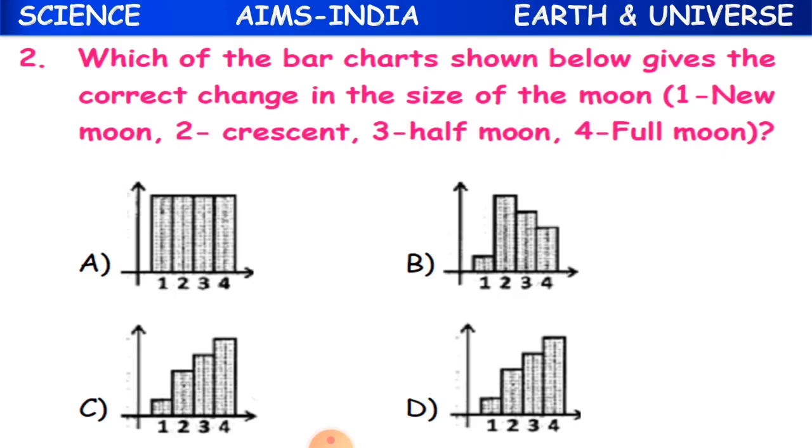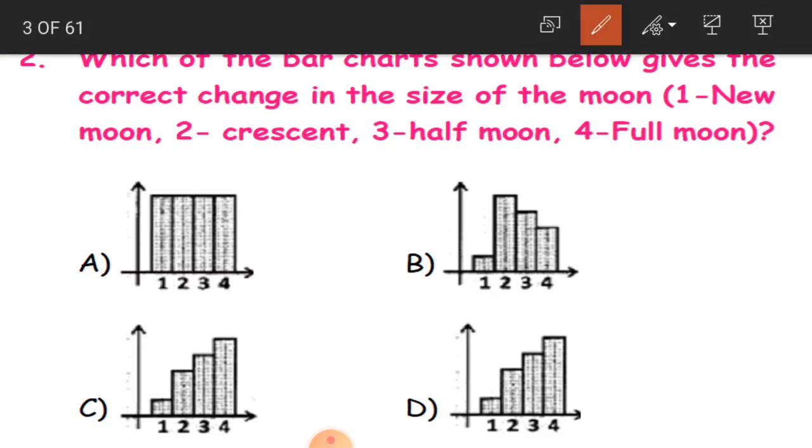Now the second question: which of the bar charts shown below gives the correct change in the size of the moon? Here we are measuring the size of the moon in the form of a bar chart. As the size increases, the bar also increases. If the size is decreasing, the bar size will also decrease. Let us calculate, and we have to choose the correct change in the size of the moon.